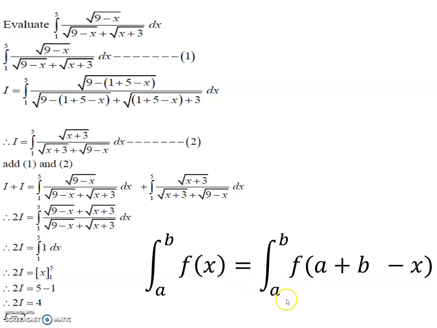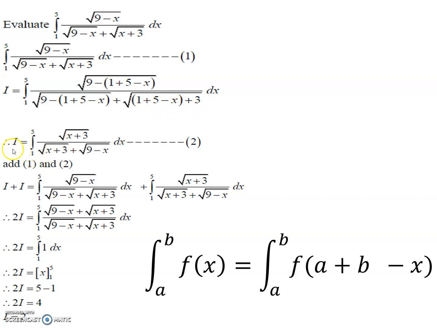f(x) is equal to integral from lower limit a to upper limit b of f(a plus b minus x). So instead of 5 and 1, we have to put 5 plus 1, which is 6. So root of 9 minus (1 plus 5 minus x) upon root 9 minus (1 plus 5 minus x) plus root of (1 plus 5 minus x) plus 3. So 9 minus 6 is 3, 5 plus 1 is 6, 6 plus 3 is 9.